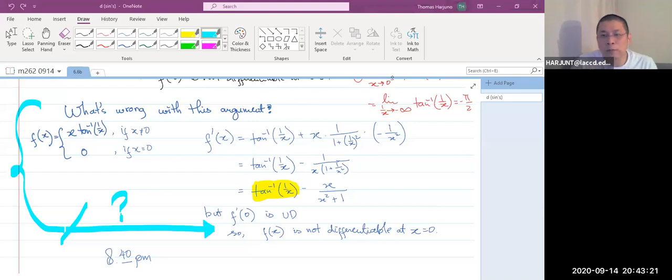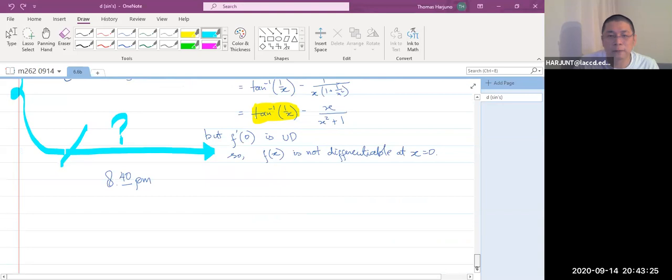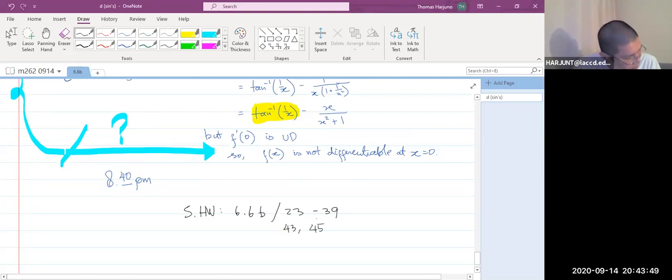So your suggested homework from here will be 6.6b from number 23 to number 39. Number 43, 45 are good ones. Think about it. Of course, number 57 to number 71 is good. Do the odd ones. That's for 6.6b.